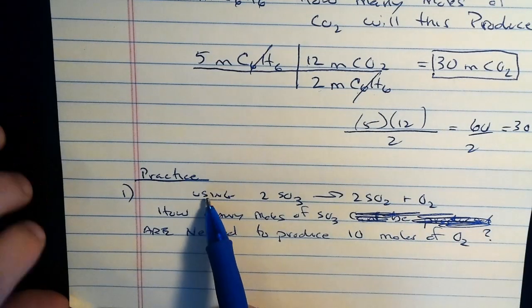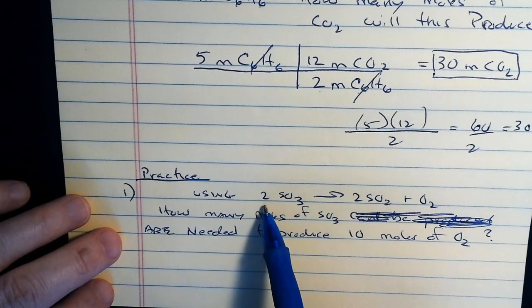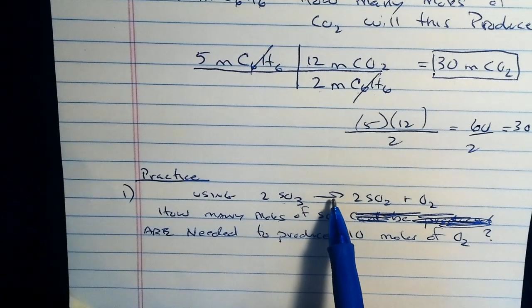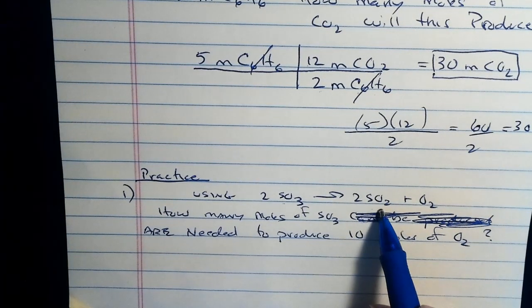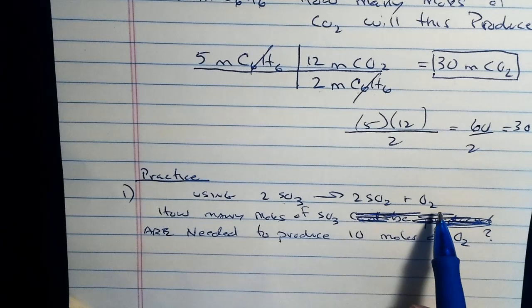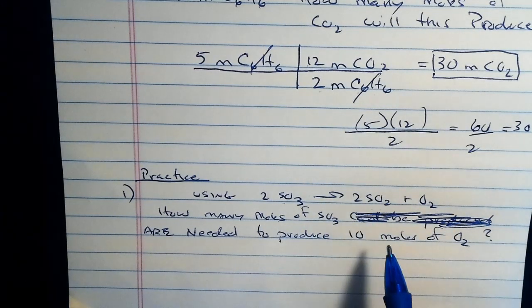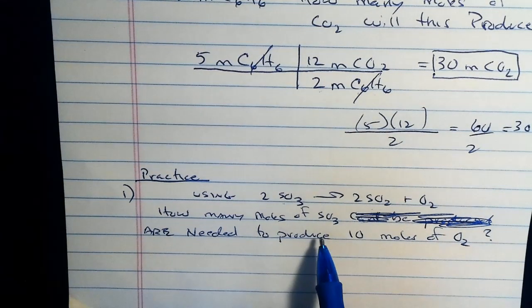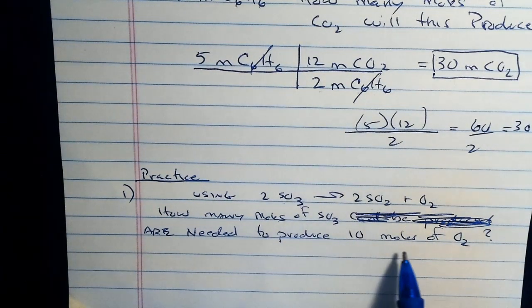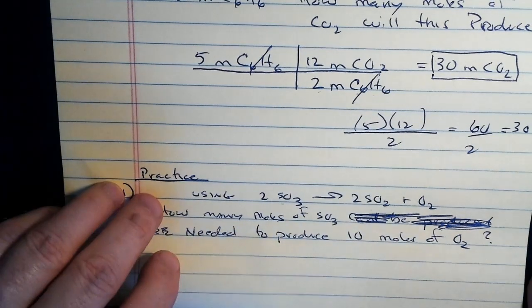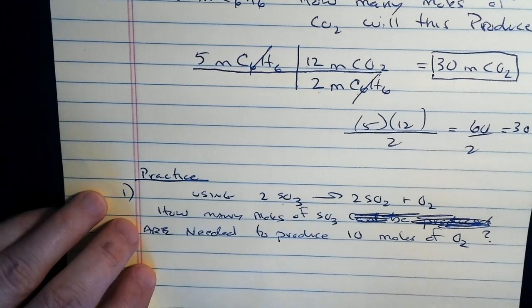So on this first one, you're going to use 2 moles of SO3, and it's going to break down through a decomposition reaction to 2 moles of SO2 plus 1 mole of O2. So your mole ratio is 2 to 2 to 1. So your question is, on this problem, how many moles of SO3 are needed to produce 10 moles of O2? So all you're going to do is start with 10 moles of O2 and use the mole ratio. Cancel your units. So you can pause it there and copy that down.